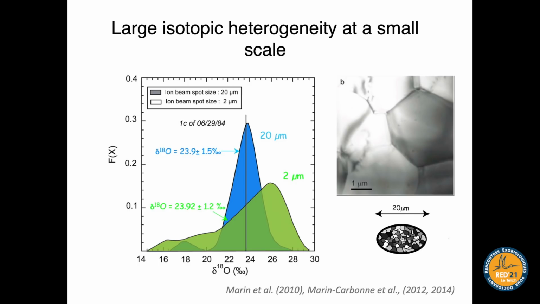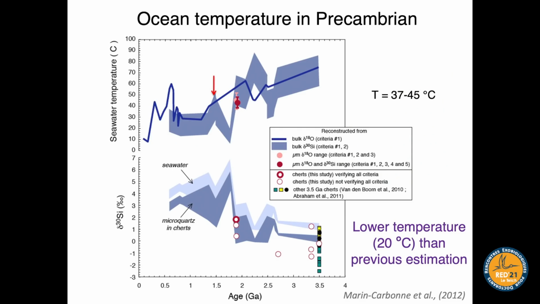And we first interpreted this range of isotope composition as reflecting the diagenesis. That was done a few years ago, when we reconstructed temperatures from various cherts from the Archean. And by taking diagenesis into account, we found a temperature around 37 to 45 degrees. So that was quite lower than the 70 degrees previously estimated.